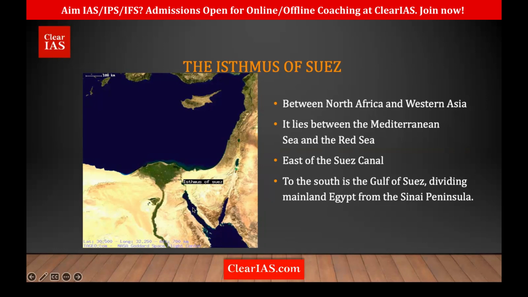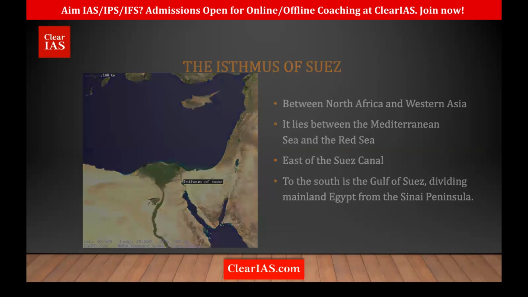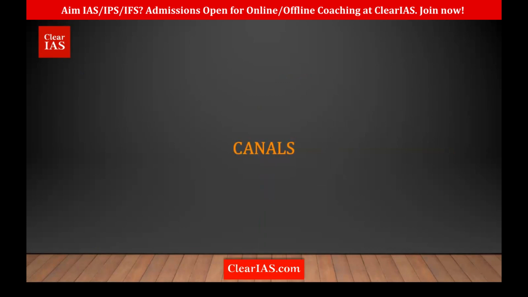We saw it in the last session itself. Here we have the Sinai Peninsula, and this side is Egypt. This Sinai Peninsula part of Egypt is divided by the Gulf of Suez, and it is connected to Egypt through the Isthmus of Suez. The Sinai part is connected to Egypt through the Isthmus of Suez. Clear? Yes. These were the three important isthmuses.